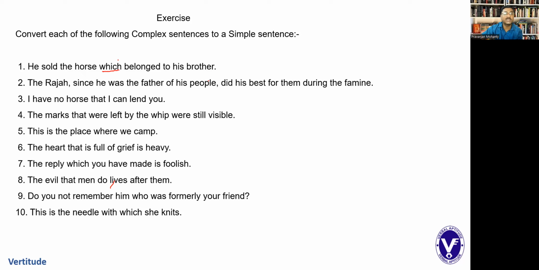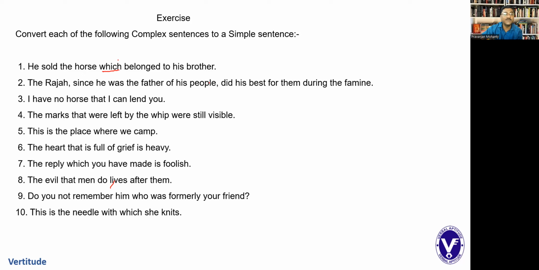I have no horse that I can lend. I have no horse to lend. The marks that were left by the whip were still visible. The marks left by the whip were still visible. The whip marks were still visible. This is the place where we camp. This is the camping place.